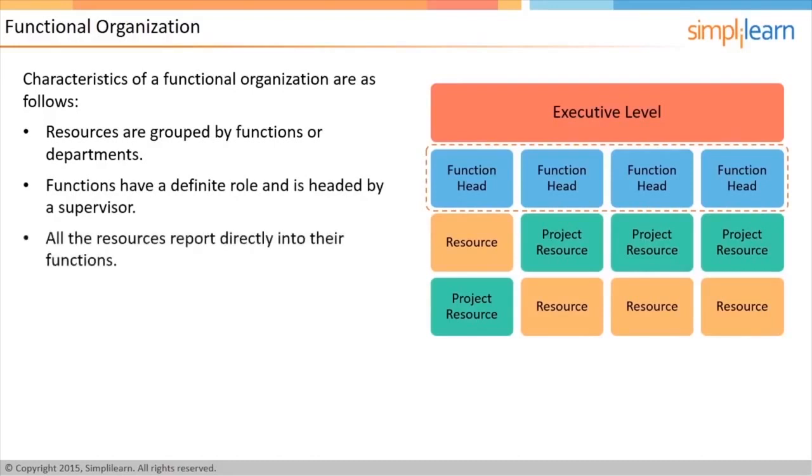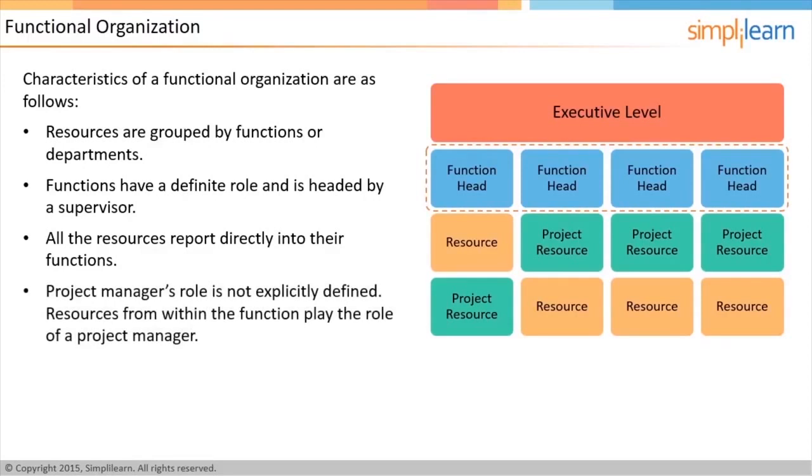All the resources in such an organization report directly into their functions. Therefore, a salesperson would report into the sales organizational hierarchy, a purchase executive would report into procurement, and so on. You would notice that in a functional organization, the project manager's role is not explicitly called out.